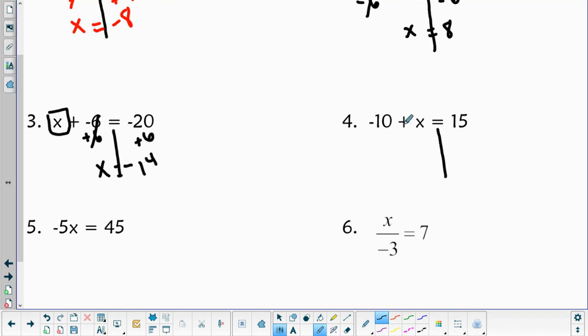Okay, for number 4, I'm doing the same thing I did for all my other ones. The opposite of subtracting 10 would be to add 10. So we get x equals 25.